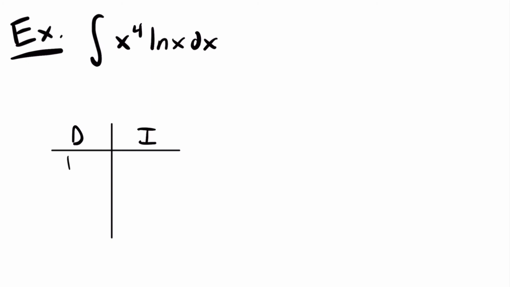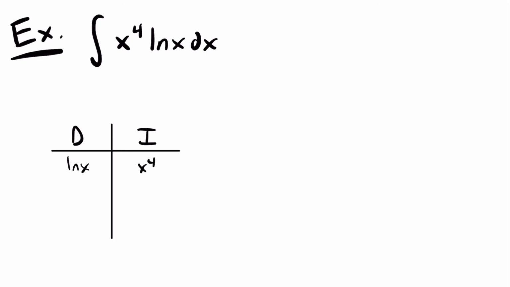We're going to have the natural log of x in the derivative column, and x to the fourth power in the integral column. And by the way, if you're struggling to figure out what to put in each column or what you would set equal to u and dv, I recommend that you watch my previous lesson on integration by parts where I explain that in detail. All right, but let's fill out our table. Let's take the derivative of the natural log of x and integrate x to the fourth power.